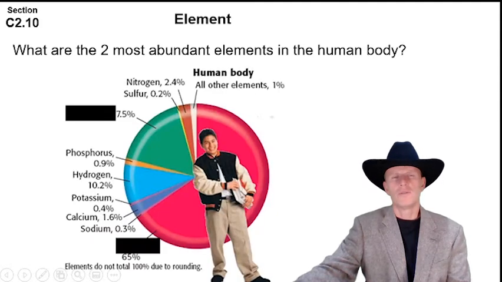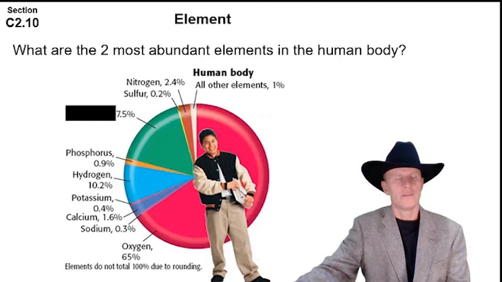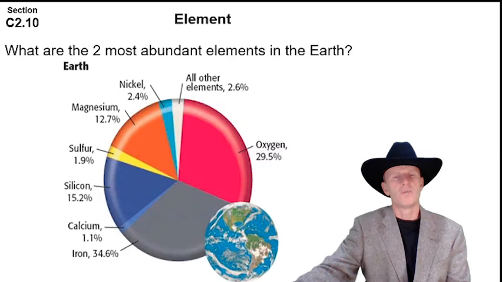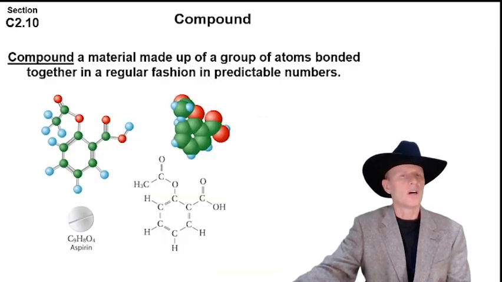What do you think the two most abundant elements are in the human body? Well, the most abundant element in the human body is actually oxygen, followed by carbon, the element of life. What about the earth? The most abundant would be iron, followed by oxygen. So now let's look at compounds.